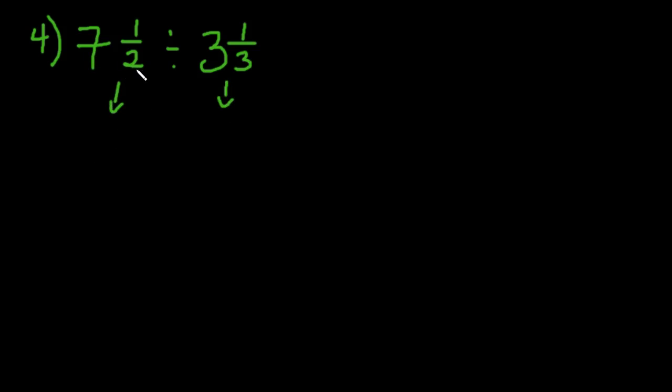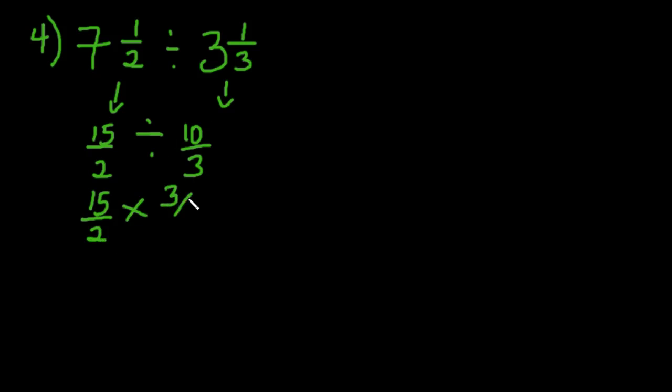Another division example. We have 7 whole number 1 over 2 divided by 3 whole number 1 over 3. These are mixed fractions, so we convert them to improper fractions. 7 multiplied by 2 is 14 plus 1. That's 15 over 2. Divided by 3 multiplied by 3 is 9 plus 1. That's 10 over 3. But to change this division sign to multiplication, we have to invert our divisor. So this should be 3 over 10. That means to turn it upside down. Can we reduce this? Yes, that's possible.